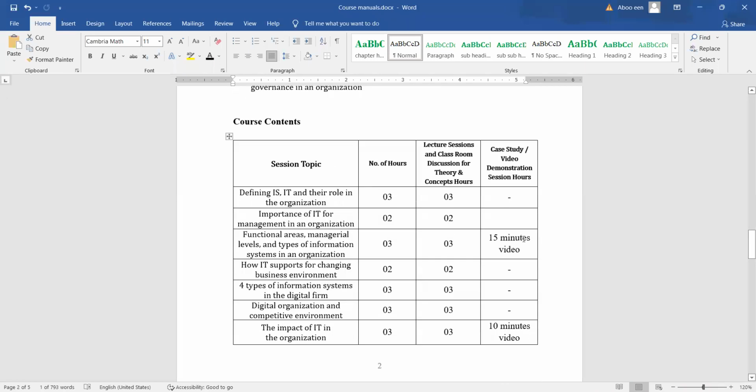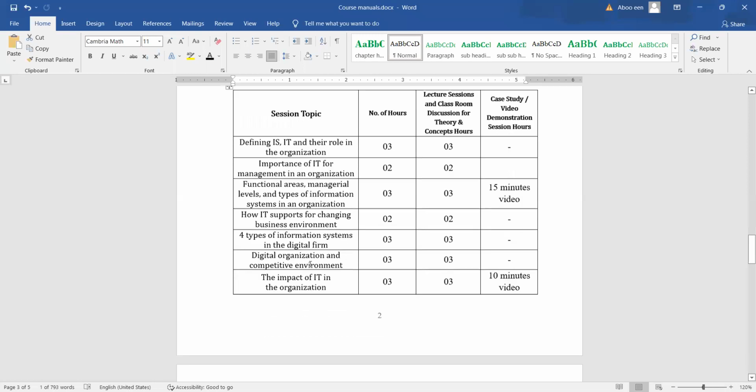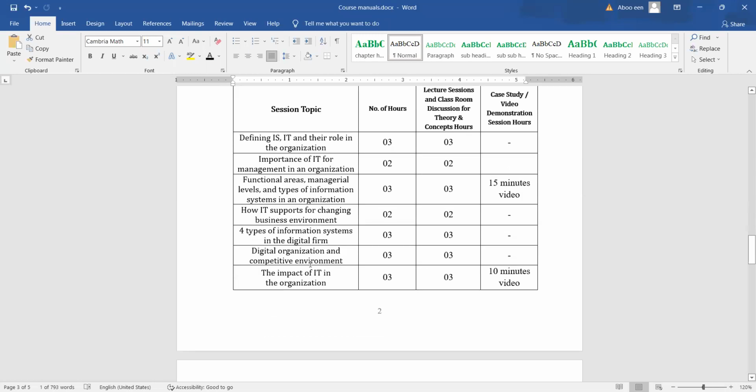So I'm going to divide this 45 lecture hours into various session topics. I'm going to cover various sessions. Here under this course content, you can look at the session topic, number of hours, and lecture session and classroom discussion for theory and concept hours.